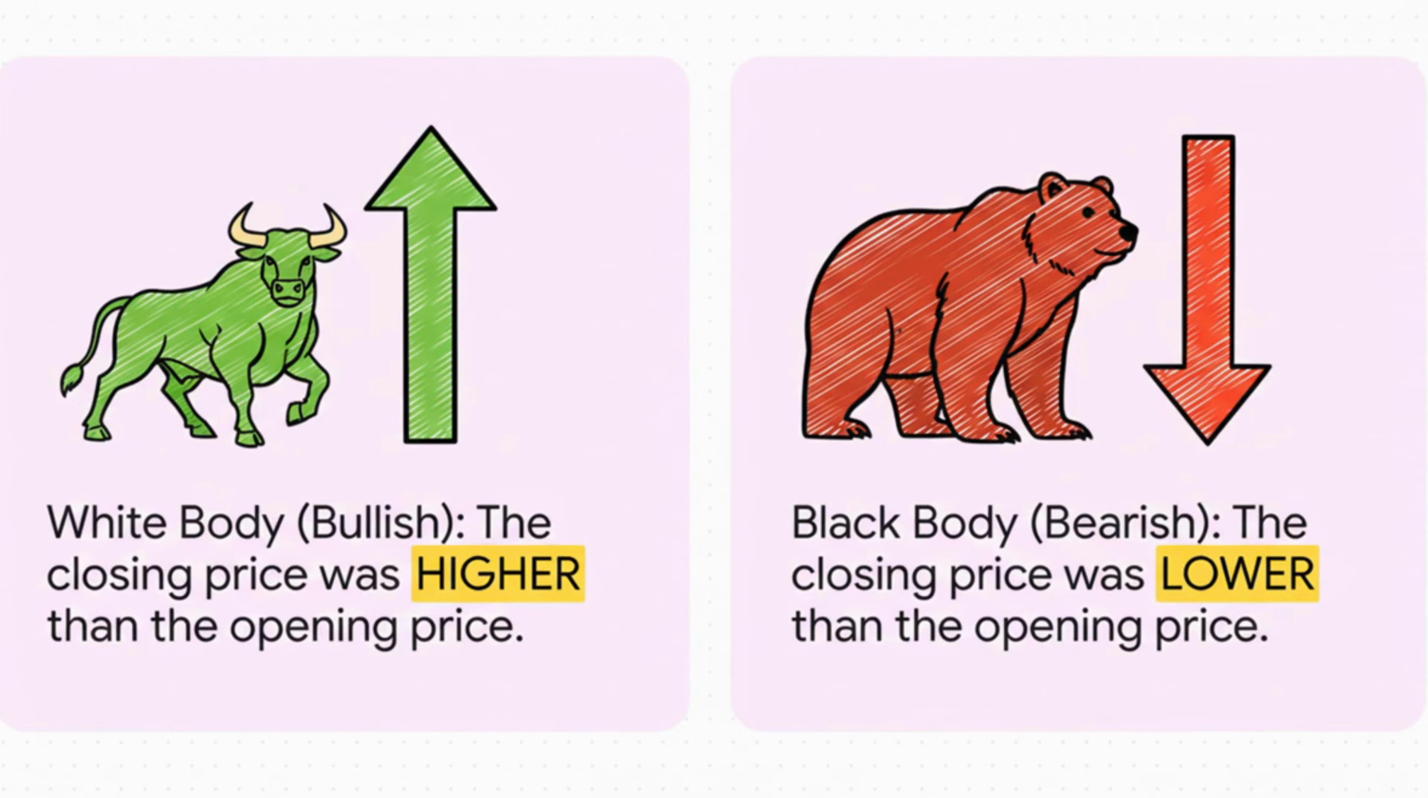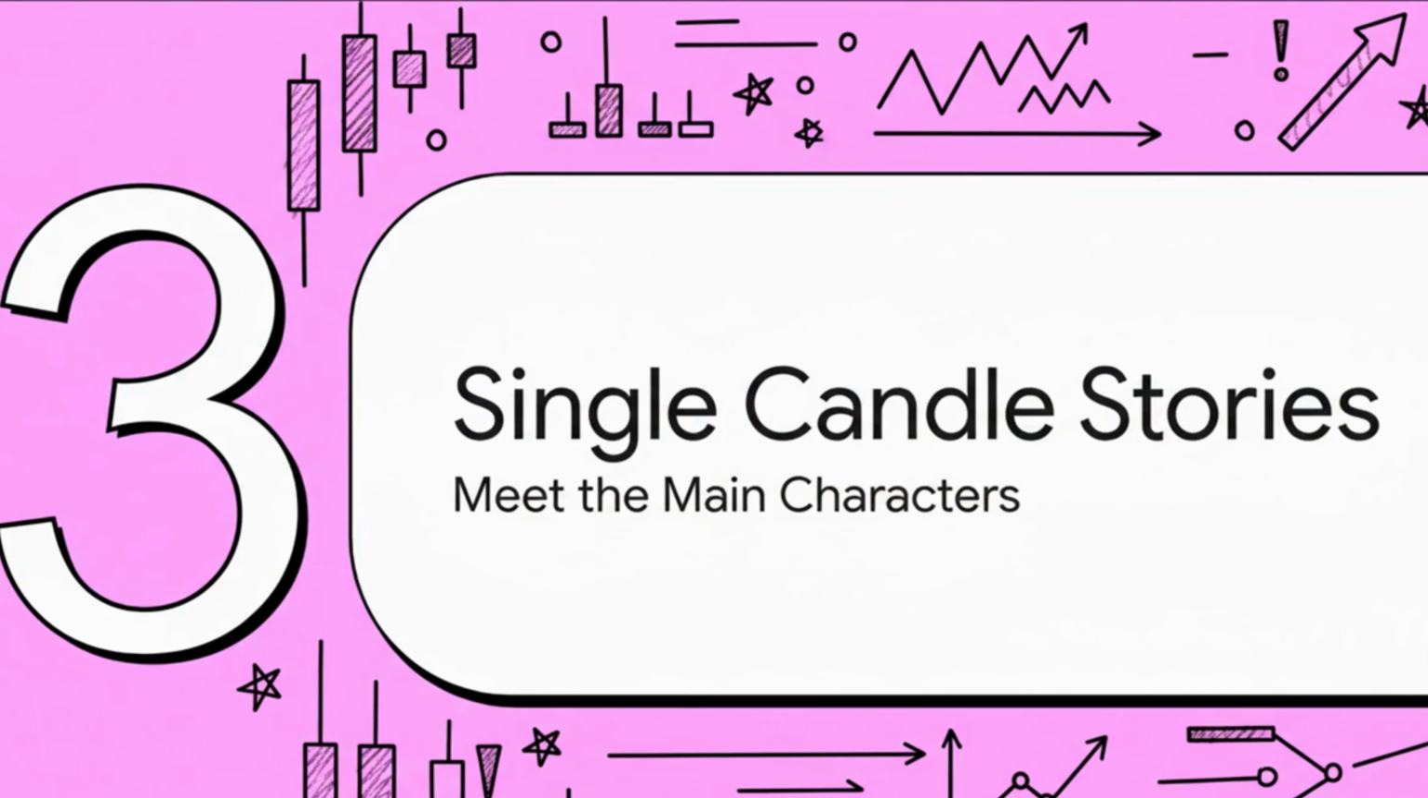And, of course, the color. This is your instant scorecard. If the body is white, or a lot of modern charts use green, it's bullish. It means the price closed higher than it opened. The buyers won that round. If it's black or red, it's bearish. Price closed lower. The sellers were in control. Simple as that.